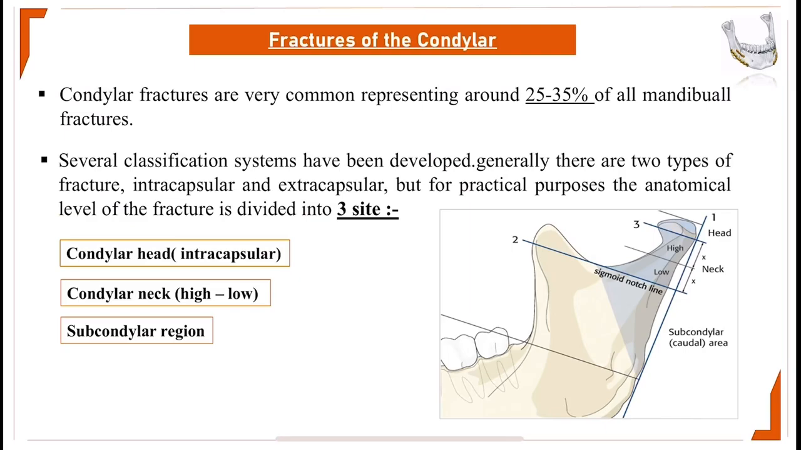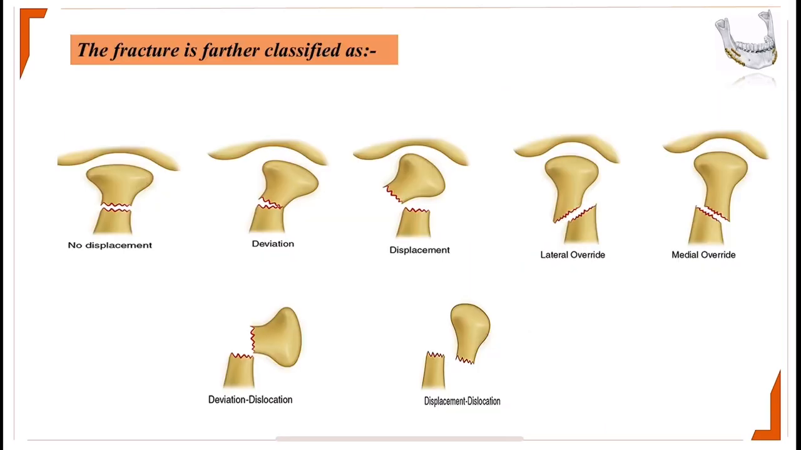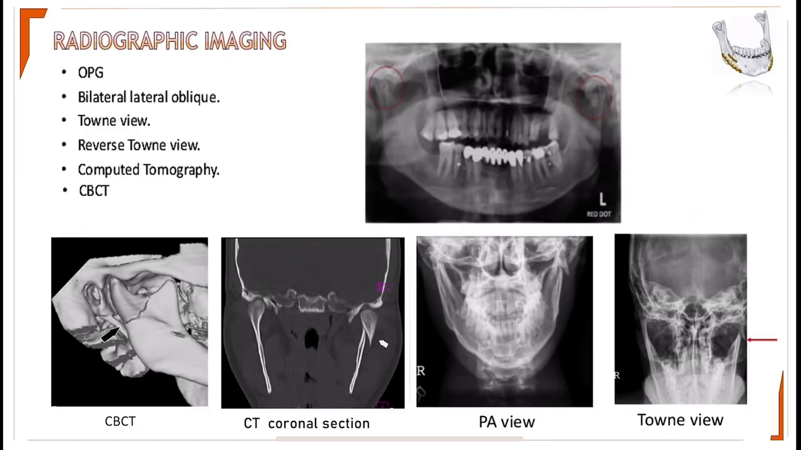Several classification systems have been developed, but for practical purposes, the anatomical level of a fracture is divided into three sites, which are condylar head, intracapsular, condylar neck, which can be divided into high and low, and subcondylar region. The fracture is further classified as no displacement, deviation, displacement, lateral override, medial override, deviation, dislocation, and displacement dislocation. For radiographic imaging, we can use OPG, bilateral oblique, Towne's view, reverse Towne's view, CT, and CBCT.